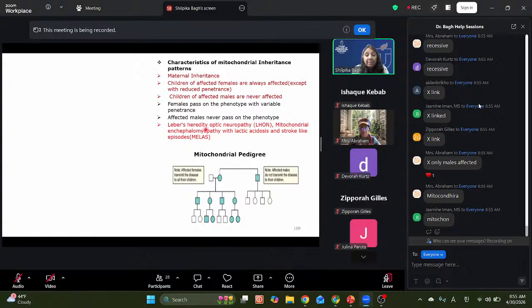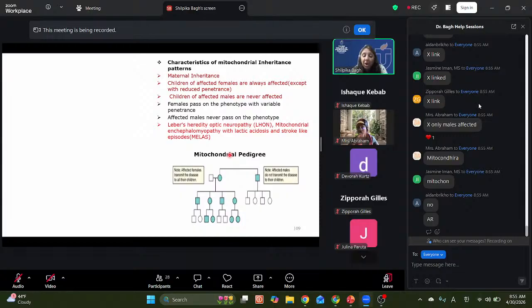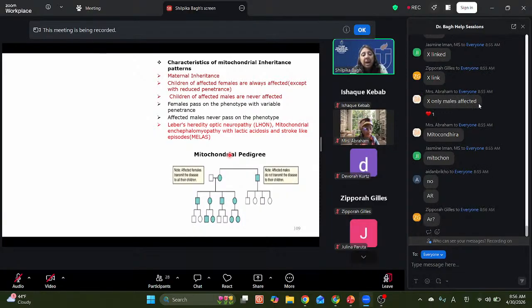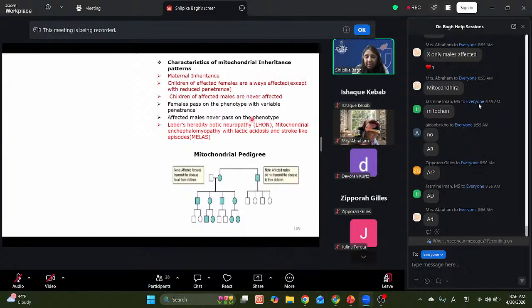Then examples. So is PKU mitochondrial? What is PKU? Inheritance pattern. Some examples you should know. PKU: autosomal recessive. Achondroplasia, Marfan syndrome: autosomal dominant. Some examples I've also given in the review PowerPoint.